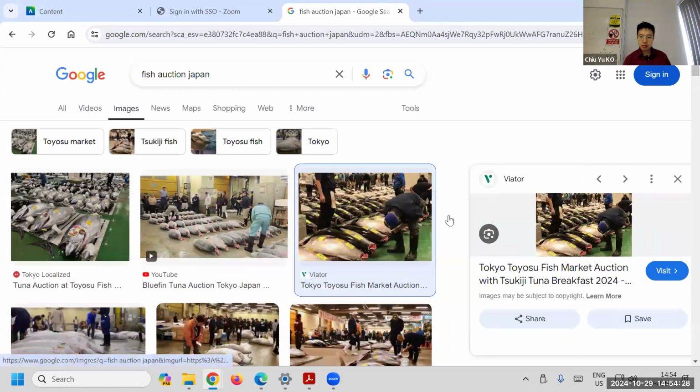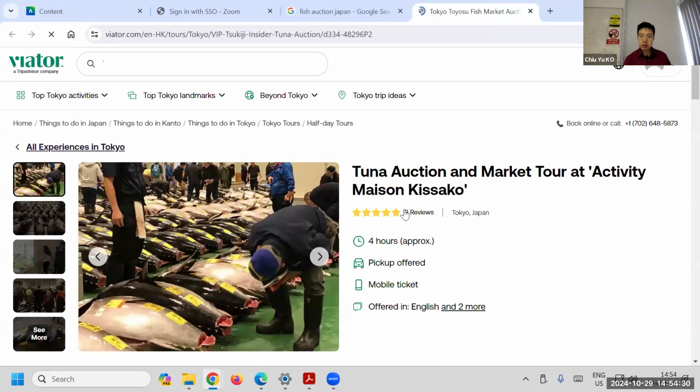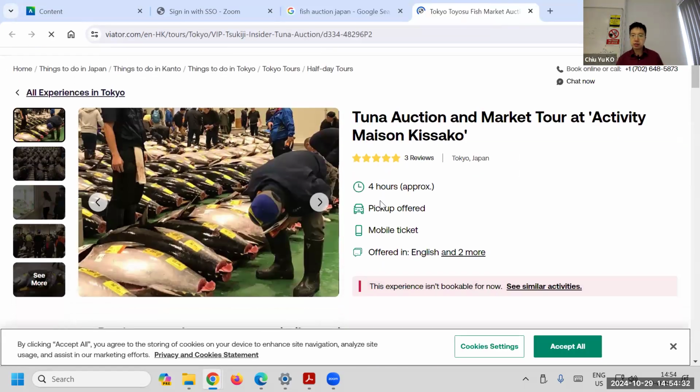So you can see this type of auction, tuna auction. Okay, there's a very big fish, and they put the price on that.